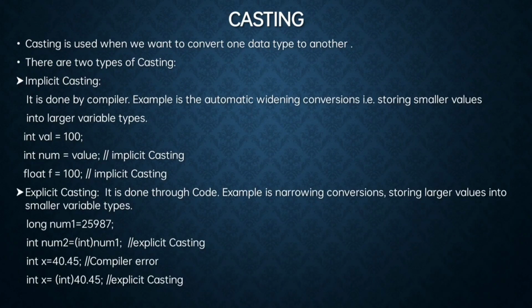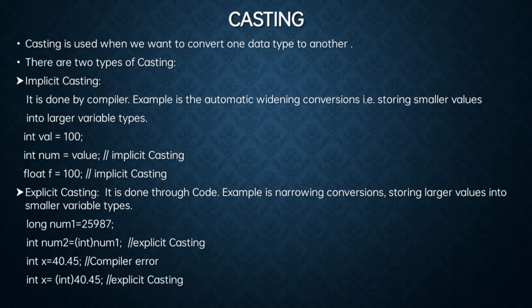So let's discuss casting, that is type casting. Casting is used when we want to convert one data type to another. There are two types of casting, implicit casting and explicit casting. Implicit casting is done by the compiler. An example is automatic widening conversion, that is storing smaller values into larger variable types, like int value = 100, int num = value, that is implicit casting. float f = 100, that is implicit casting.